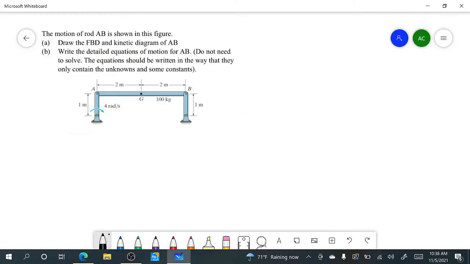All right, so let's solve this problem. Motion of rod AB is shown in the figure. Draw the free body diagram and the kinetic diagram of AB. Then write the detailed equations of motion for AB. We don't need to solve them. We just have to write them in a way that they only contain the unknowns and some constants.